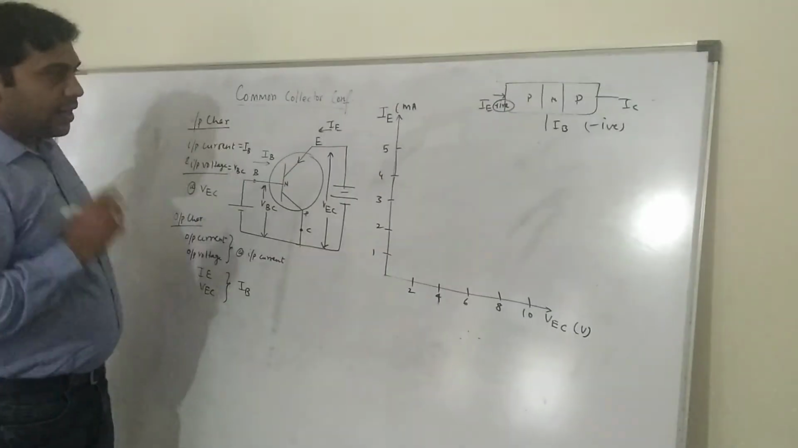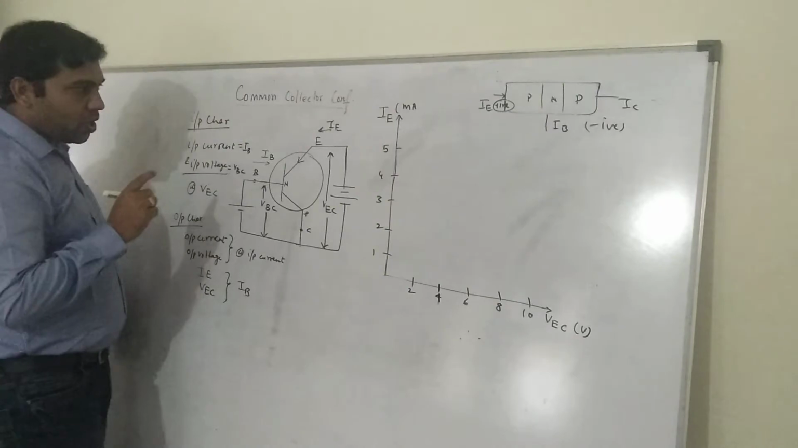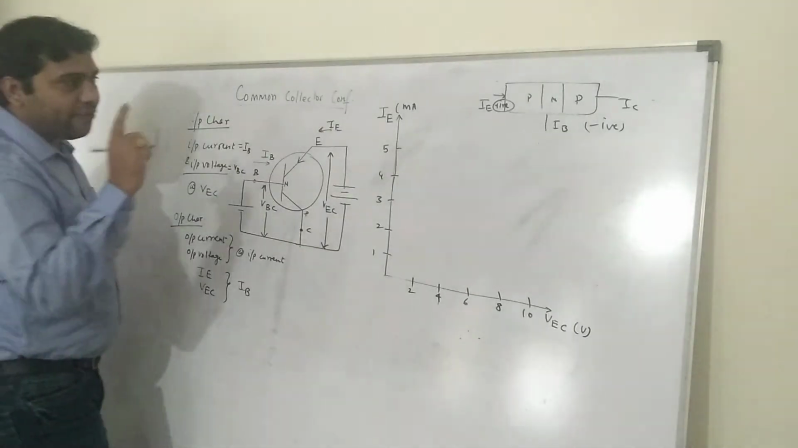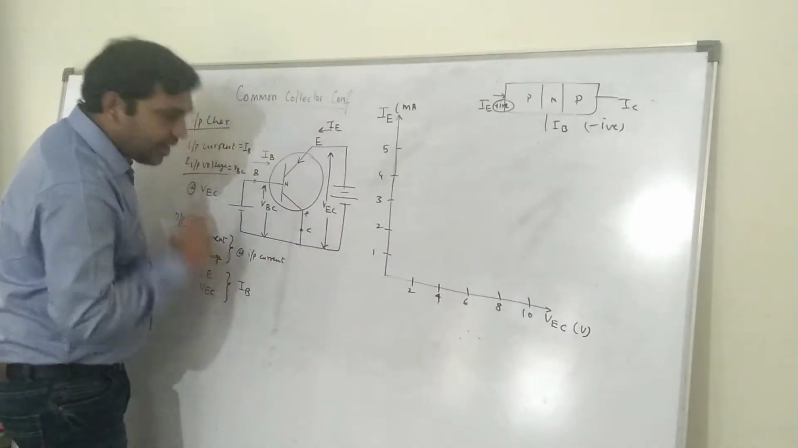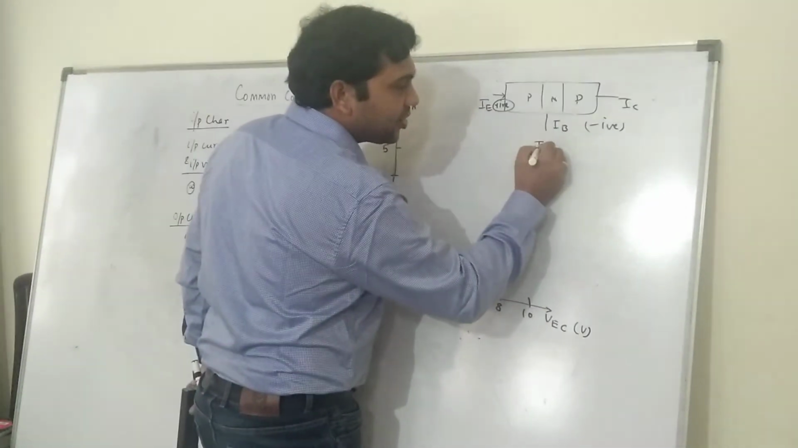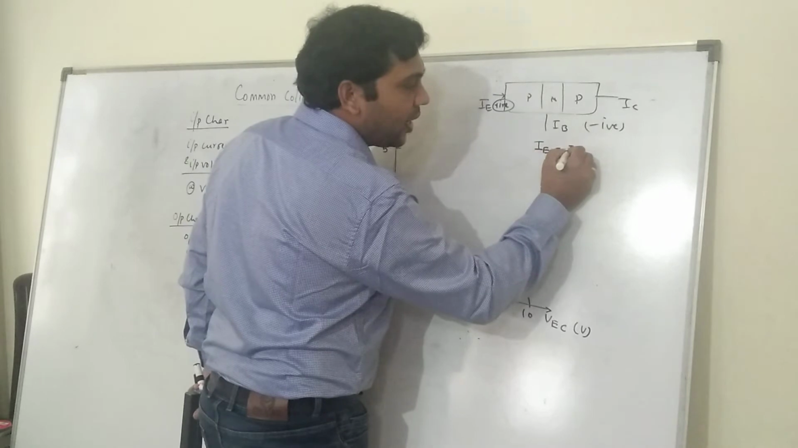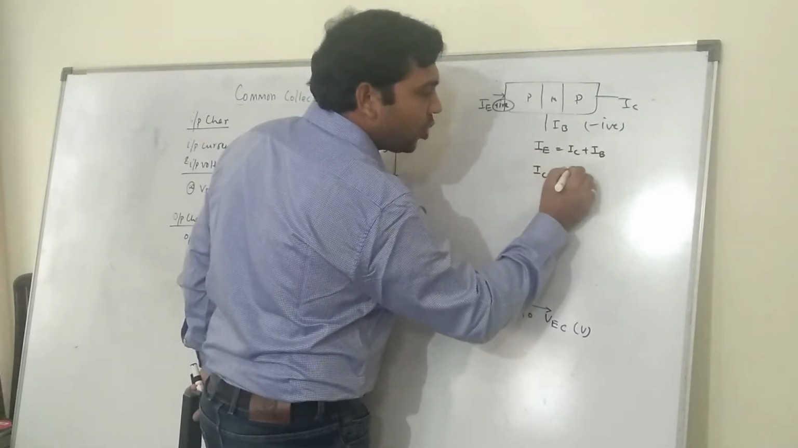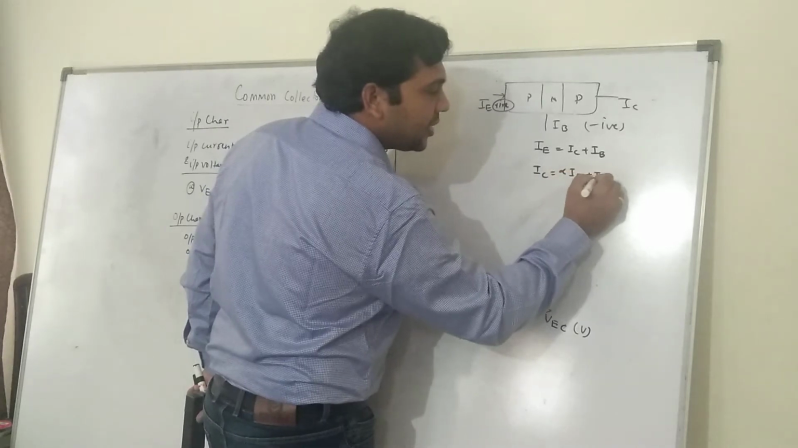Now, since I want to plot IE versus VEC at constant IB, I want a relation between IE and IB. How can we get a relation? IE is equal to IC plus IB, and what is IC? IC is equal to alpha IE plus ICBO.